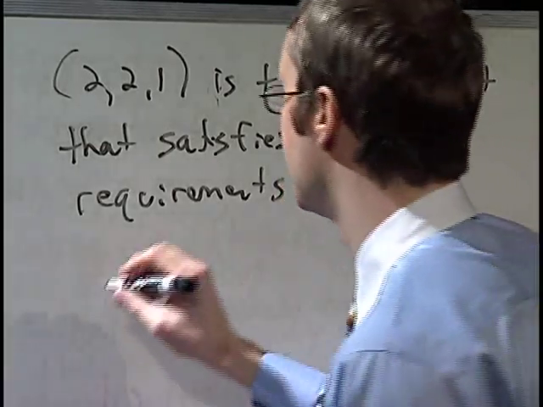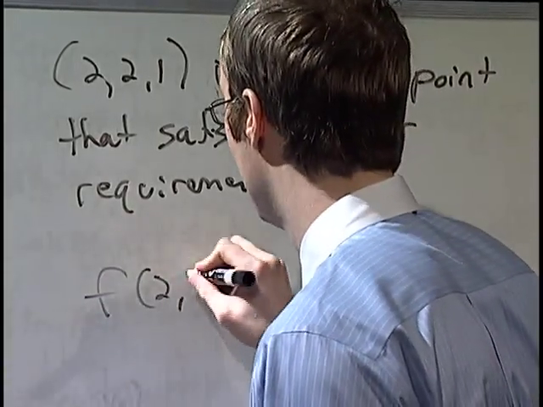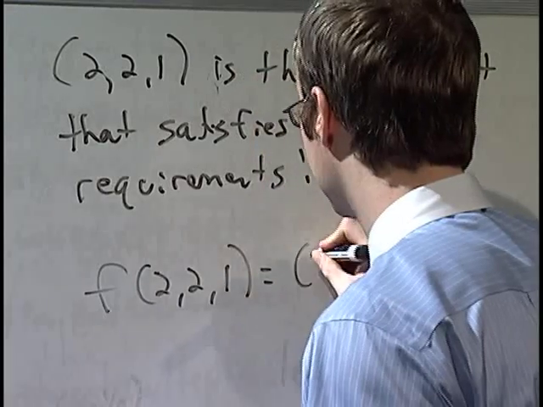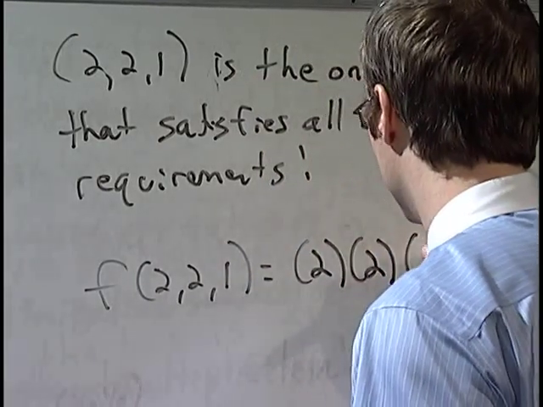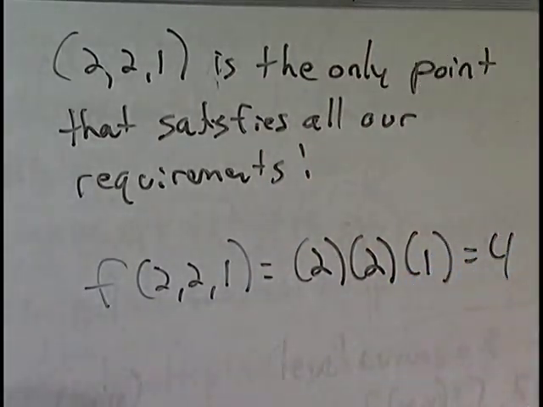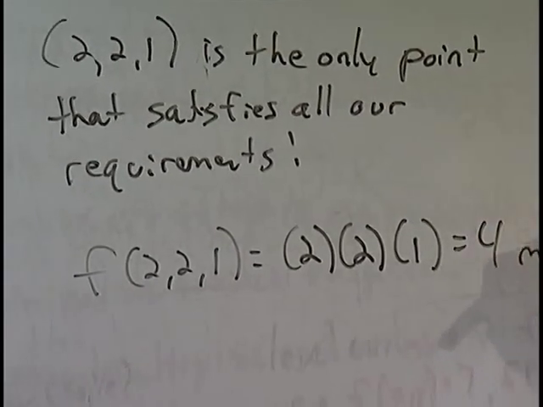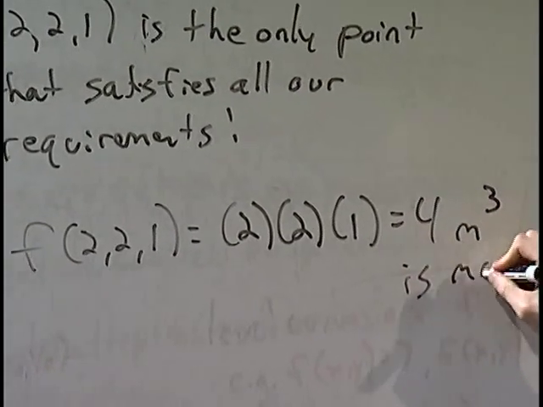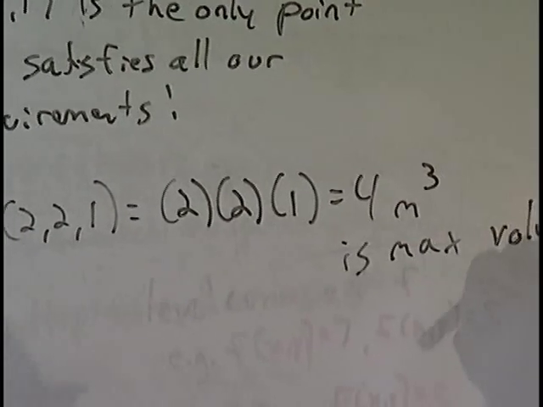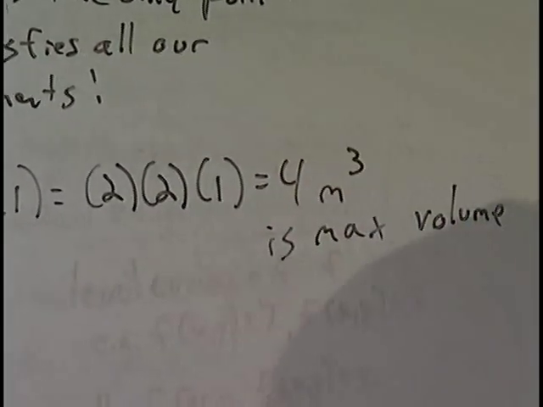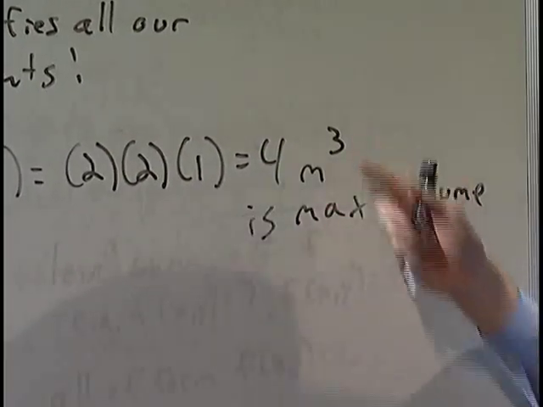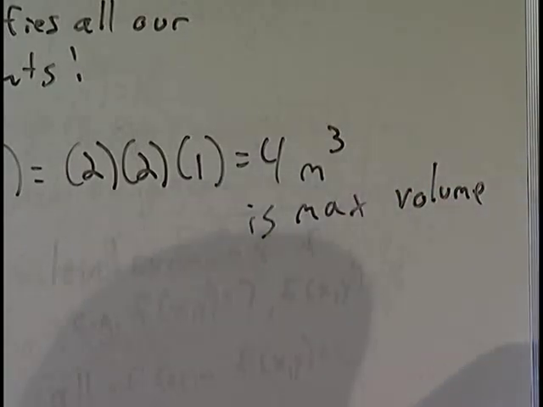As a consequence, f of (2, 2, 1) equals 2 times 2 times 1, which is 4, and this is in meters, so 4 cubic meters is the max volume. Whew. You can see that when you solve one of these, you've really put some effort into it, so you should feel good when it's over. But there's the max volume.